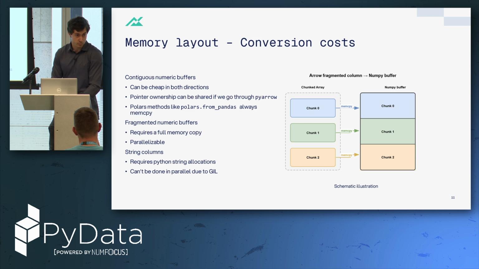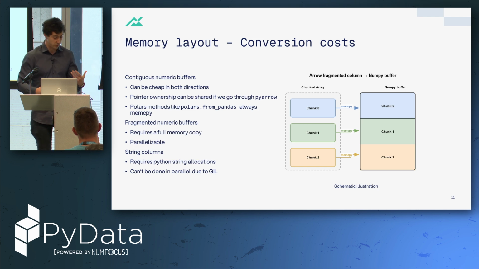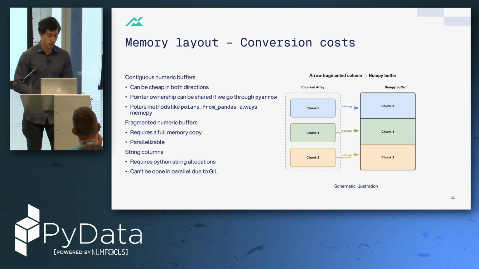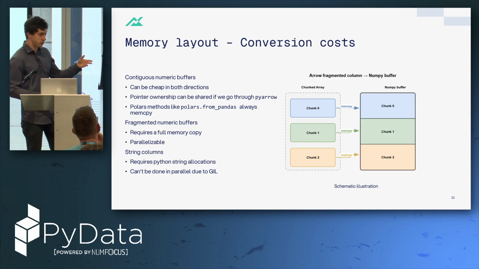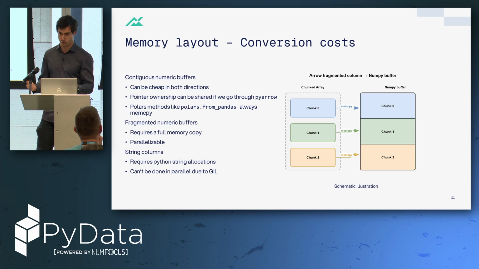Since we have so many differences between the memory layouts of Pandas and Polars, converting between the two can obviously be expensive. The simplest case in which the memory layouts actually match is continuous numeric buffers. So if we have one continuous memory block of ints in Polars and one continuous memory block of ints in Pandas, we can actually cheaply convert between the two. We can just move the pointer from one to the other and end up with shared ownership between Pandas and Polars.